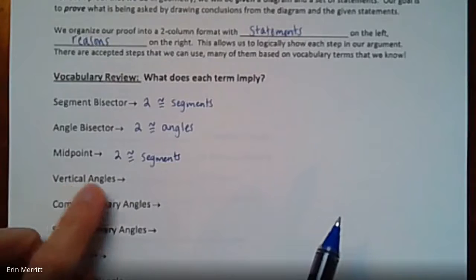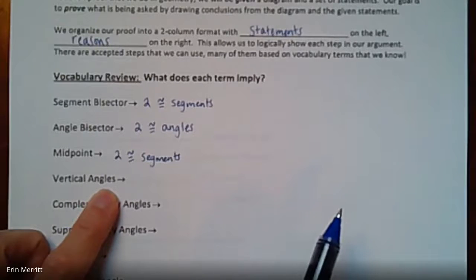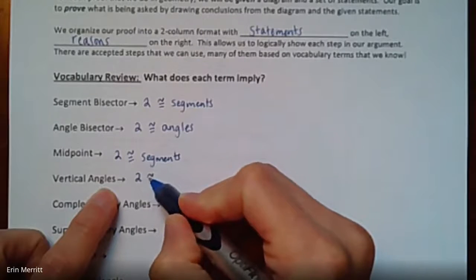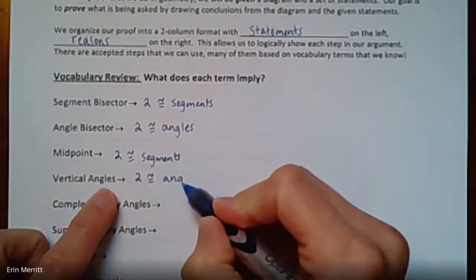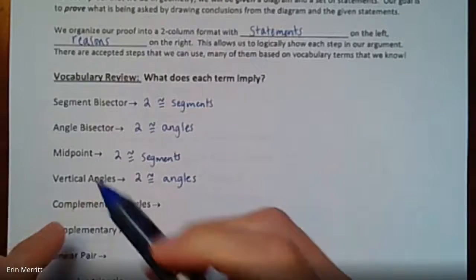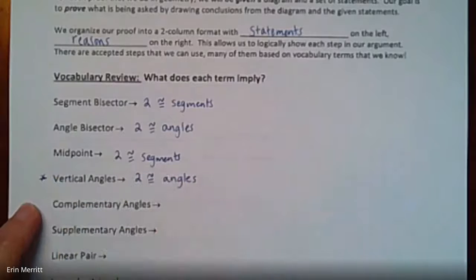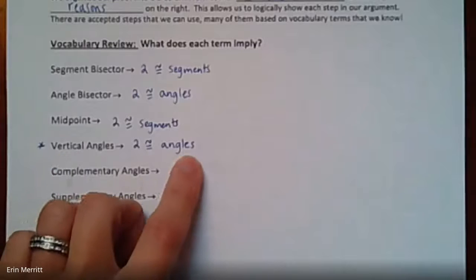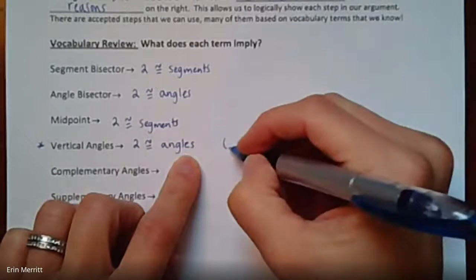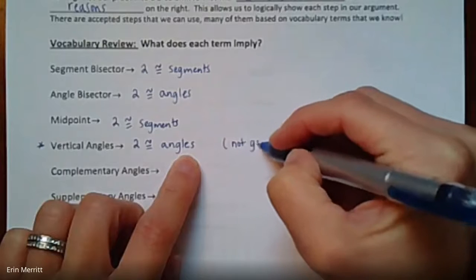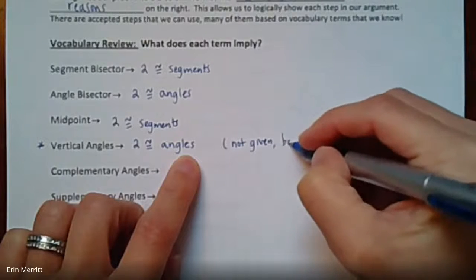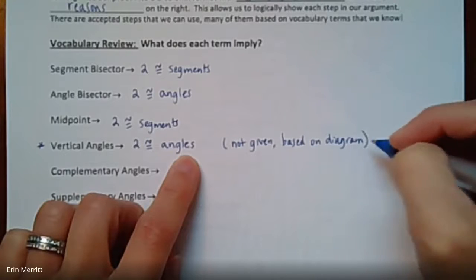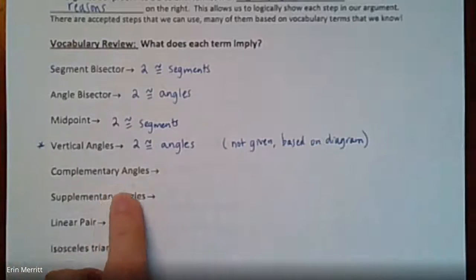All right, vertical angles. If you have angles across from one another, that means they are congruent to each other. You can say two congruent angles or just plain old congruent angles would be fine. We're going to talk in the future, maybe we even want to star this one, that this is one of the few steps you can say without it being given to you. This one does not need to be given. It's just based on the diagram. So I'm going to say not given, it's based on the diagram.